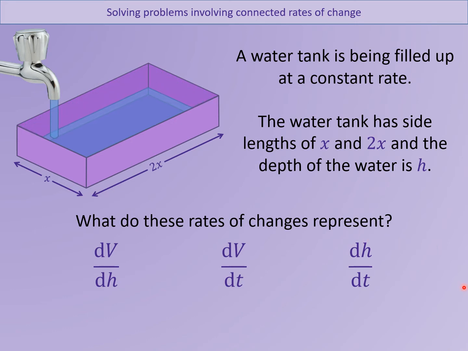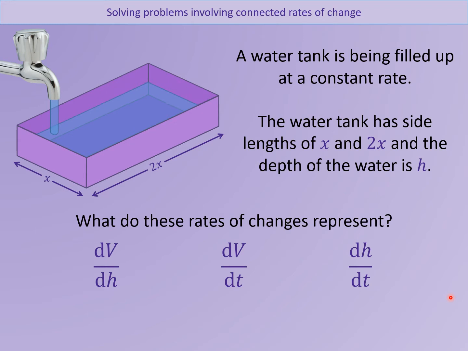So let me move my pointer. I've got dV over dh, dV over dt, dh over dt. So just pause, have a think what they actually mean. How would you write those down as words? Okay, so we know they're all rates of change between two things.